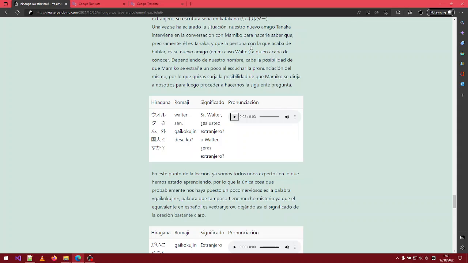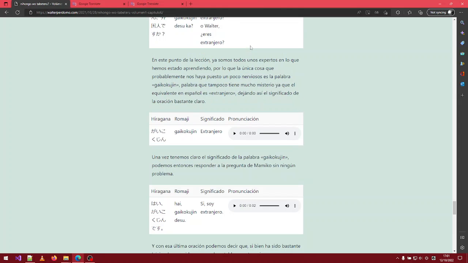ウォルターさん、外国人ですか？ Uruta-san, gaikokujin desu ka? Gaikokujin, this is foreigner. And in my case, I would say はい、外国人です。 Hai, gaikokujin desu. Yes, I am a foreigner.